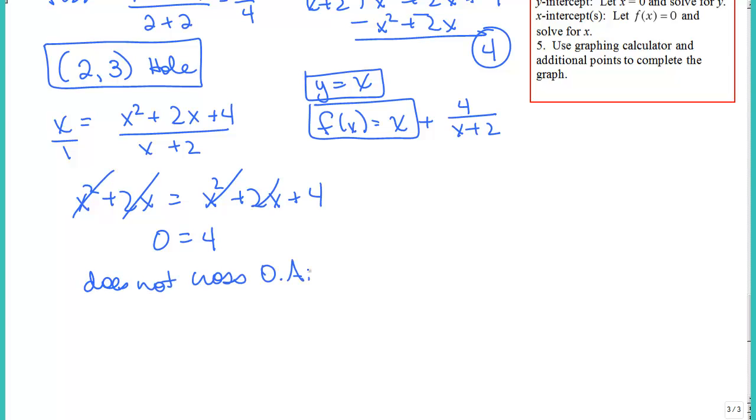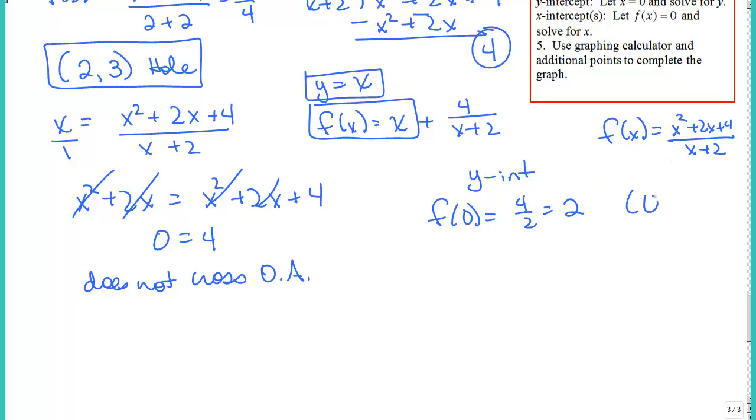So the next thing I need to find are the intercepts. For the y-intercept, I'm going to let x be 0. And again, I'm going to use that reduced function, which is x squared plus 2x plus 4 over x plus 2. So I'm going to put in a 0 everywhere there is an x, and I believe I get 4 over 2, which is 2. And that's the y-intercept I just found.